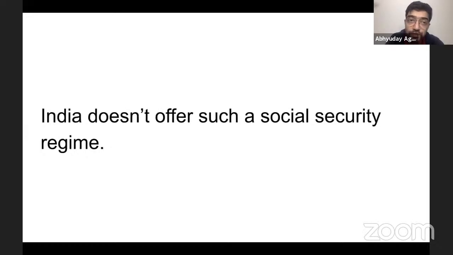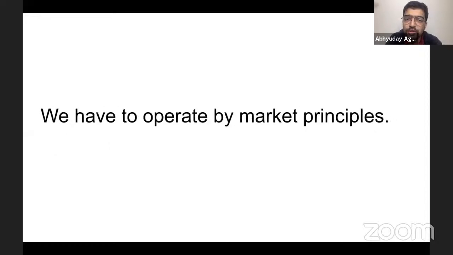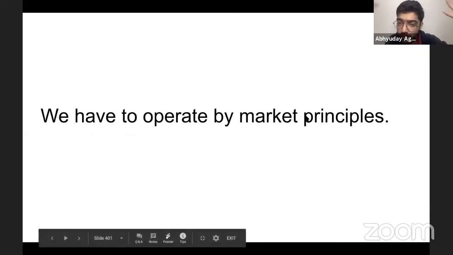So India doesn't offer that kind of social security regime where, if you are not employed, you will get this much allowance every month to run your cost. You don't have that in India, right? So why should a senior advocate or an advocate on record take that on their head, right? So they have to operate by market principles. Do you agree, Yax? They have to operate by market principles, right?